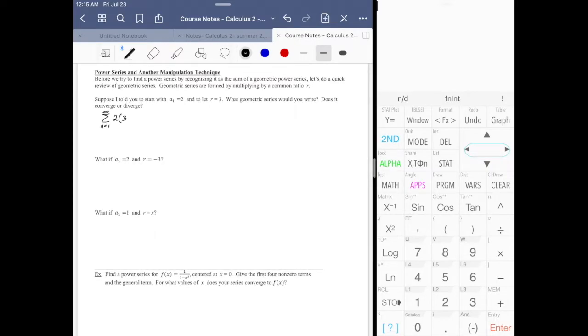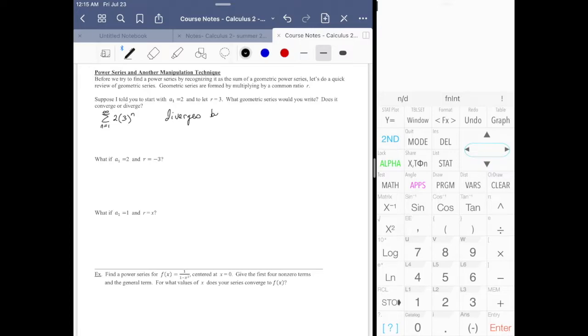a sub 1 times r to the nth power is what I would write. Could be n minus 1, could be n plus 1. It depends on what we're starting with. All right, but that's a reasonable assumption of what the series would be, because when you're determining convergence or divergence, it's about the top number, not about the bottom number. So that gets the job done.